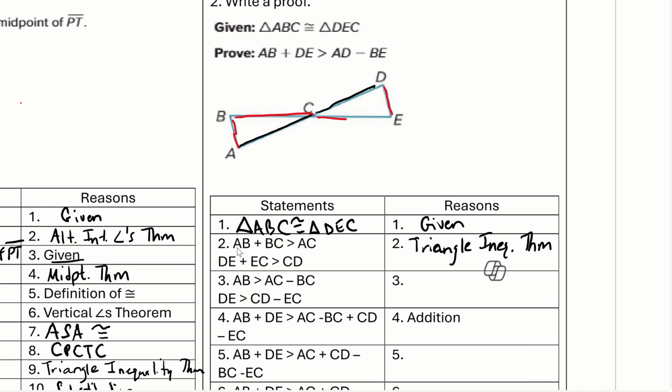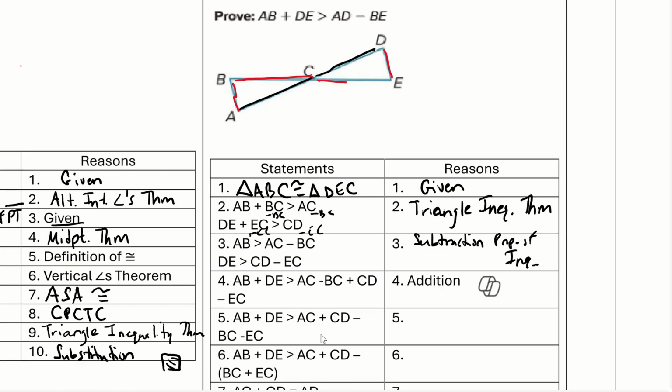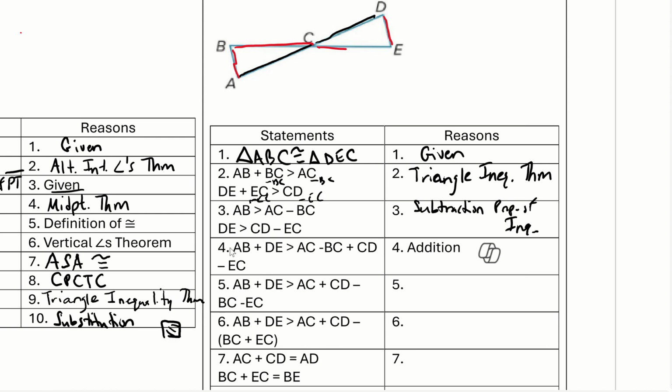So now, notice that to get from step 2 to step 3, I have to subtract BC on both sides. Can you see that? And then for the other equation, I have to subtract EC, right, to get step 3. So that's a subtraction property of inequality. And then to get to step 4, I just had to take step 3 and add DE to both sides. So basically, I added DE to this side, and then I added DE to this side as well, right?